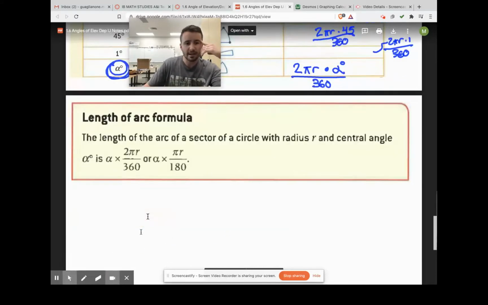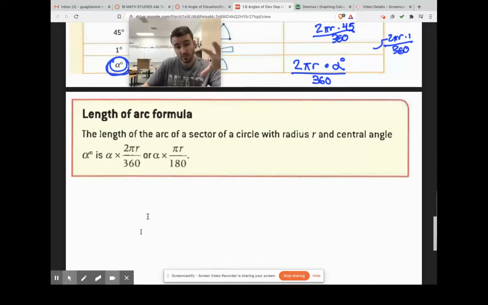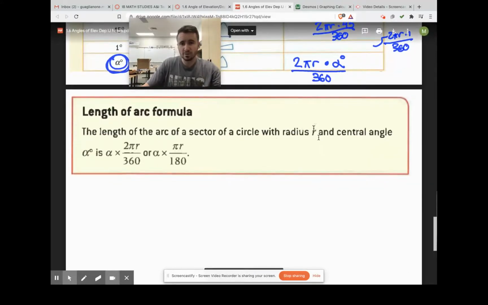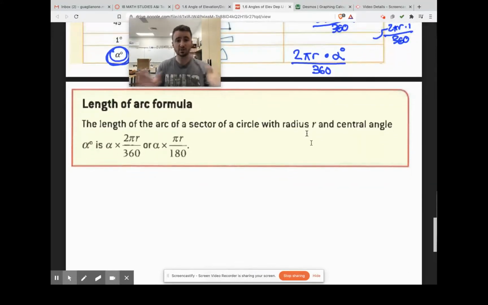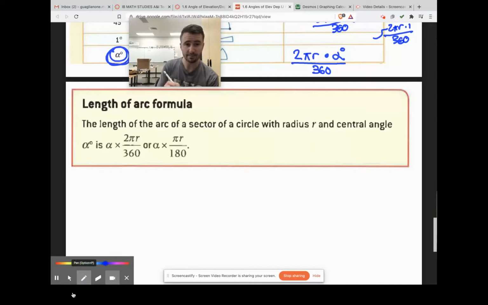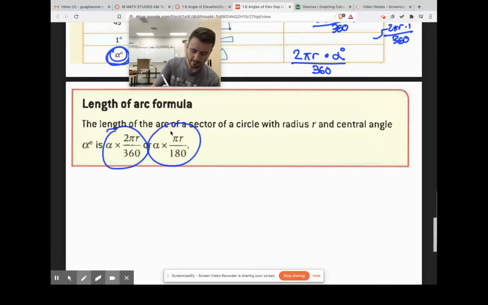Angle alpha is the interior or the central angle with a radius r. So if we're talking about a sector of a circle, a sector is the pie piece, and we're looking at the length around the arc. You have two formulas, and you do need to know these. They're given to you in your formula packets, but you need to know them for tests, quizzes, and homework, and all the above. So here's one option, and here's another option.